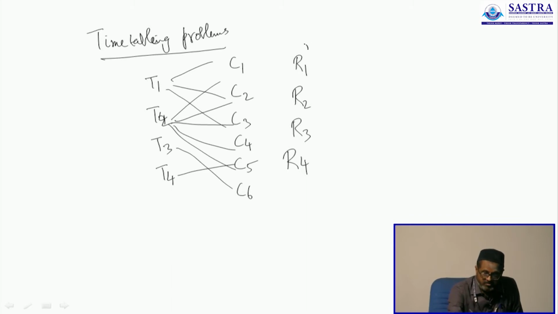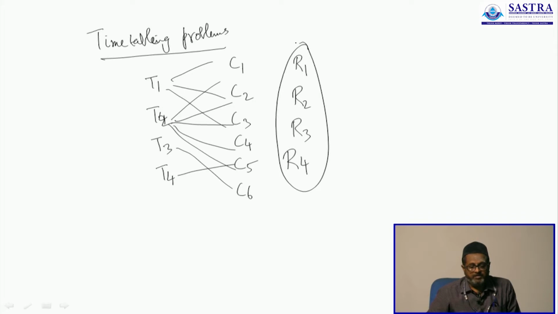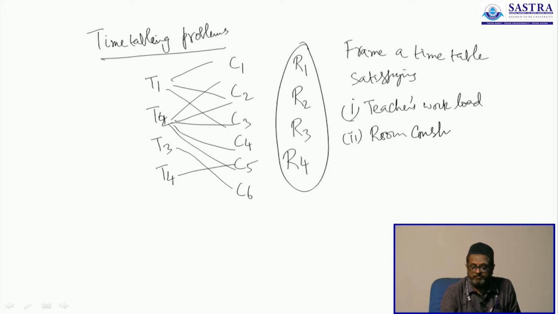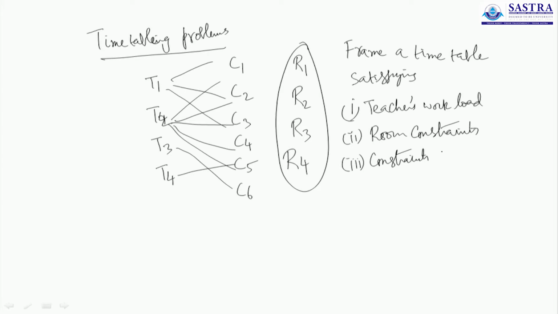And out of these 4 rooms, there is a condition that I can use all the 4 rooms or 2 rooms or 3 rooms as the case may be. So I have to frame a timetable satisfying number 1, teachers' workload, number 2, room constraints, and the constraints of the students, if any. In this case, still you can use the coloring principle to frame the timetable here.